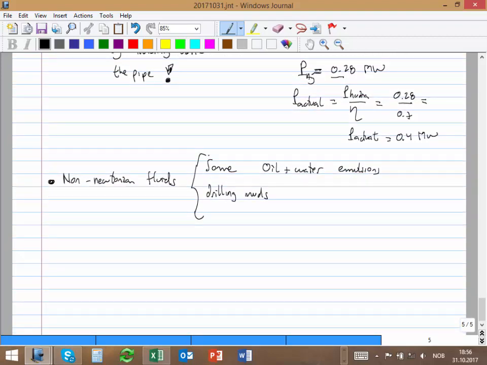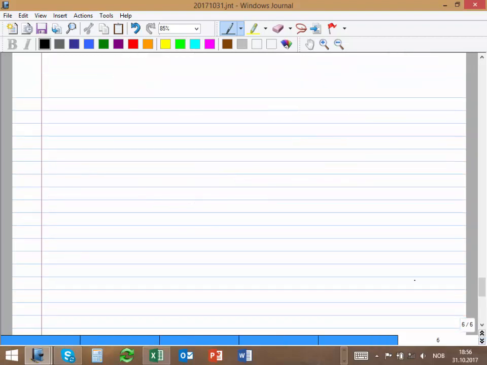Okay, so now let's go to multi-phase. What happens when we have multi-phase? Multi-phase flow in wellbores. And now comes some fun.